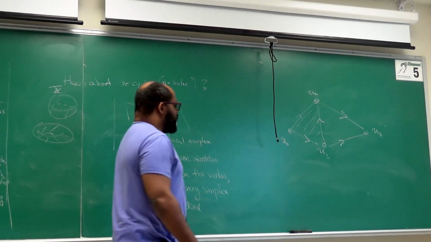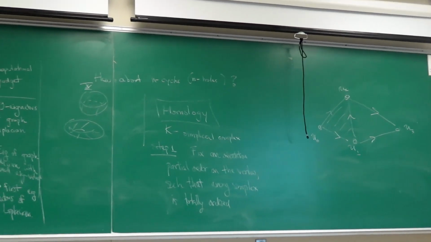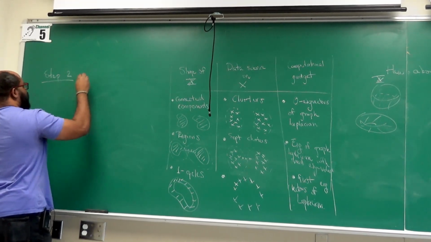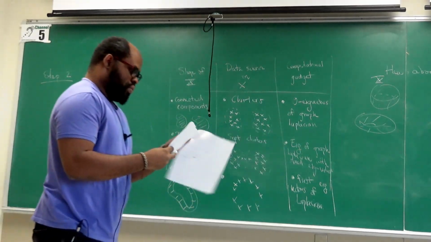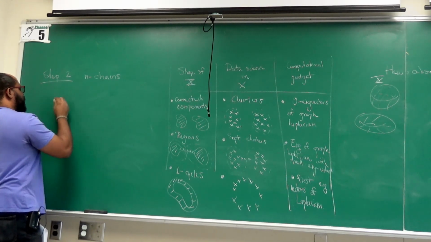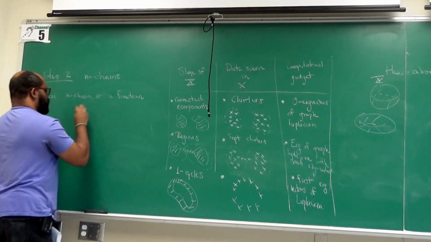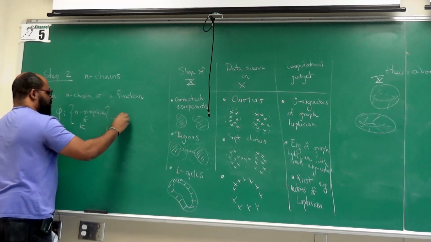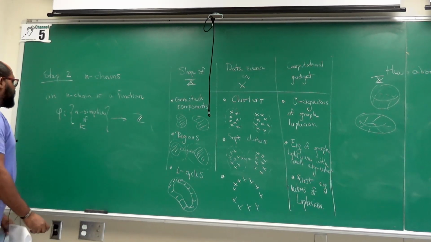Okay. The second step is defining this idea of chains in the complex. So step 2, the idea of n chains. Right, so an n chain is a function phi from the n simplices of K to the integers. So for each n simplex, I'm just going to give you an integer. This is the set of n chains.